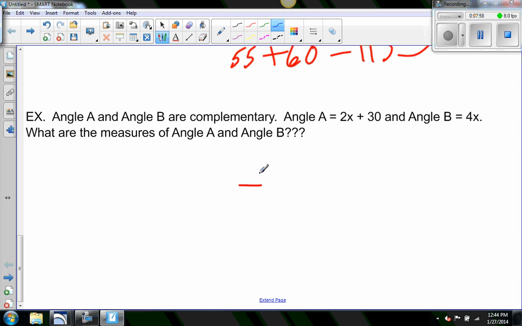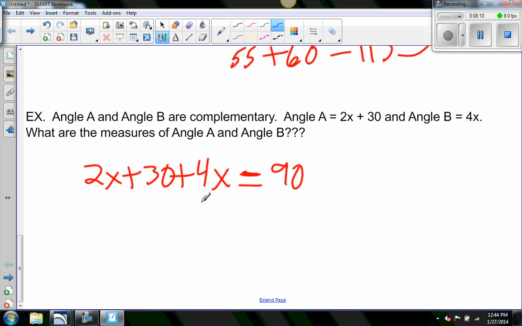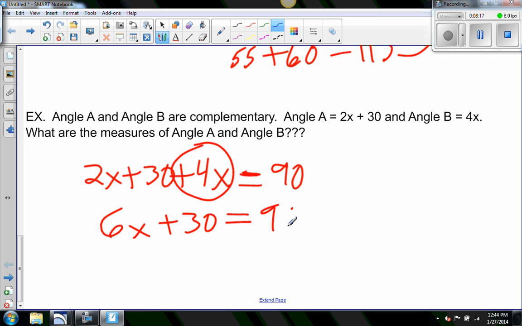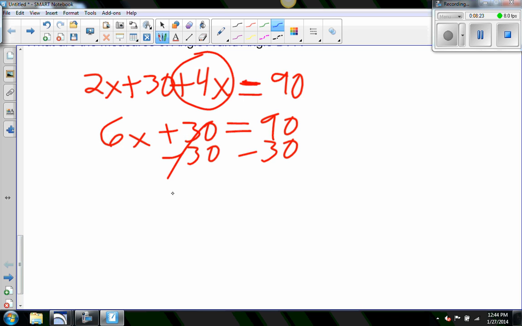Well, we know that they have to add up to be 90. So then I have to take 2x plus 30 and add my 4x to it, and that will give me 90. Again, combine what you can. I have 2x plus 4x, which would be 6x plus 30. And then I have to get rid of my 30 because I can't do anything with the x until everything else is gone. So that gives me 6x equals 60, and then my last step is to divide.